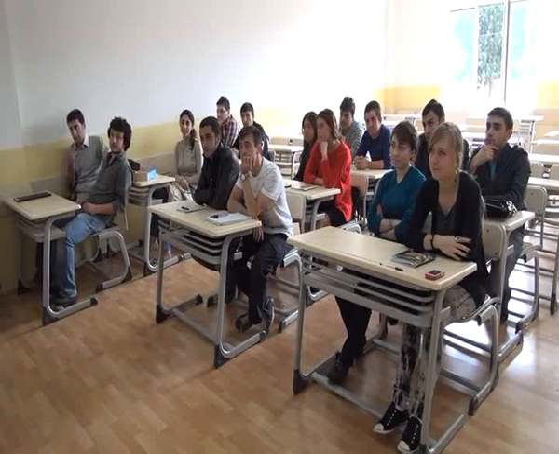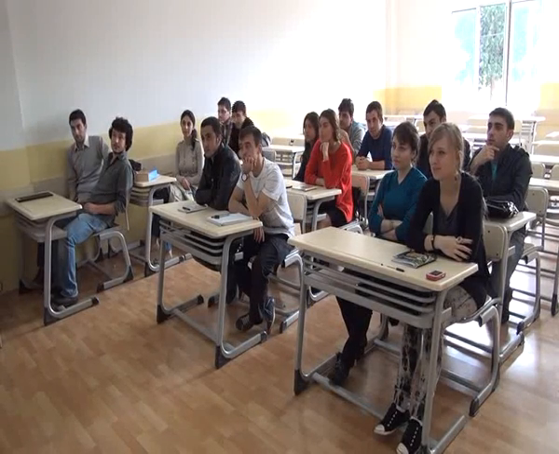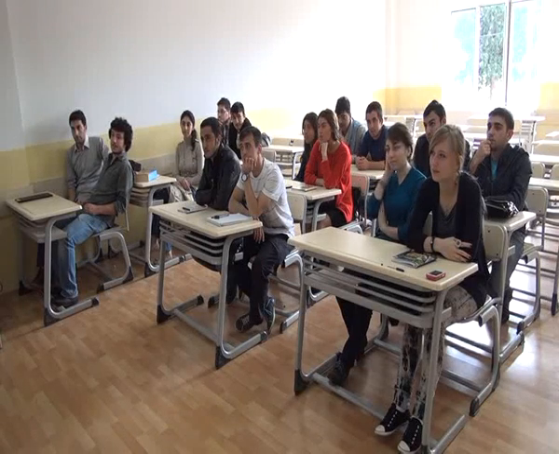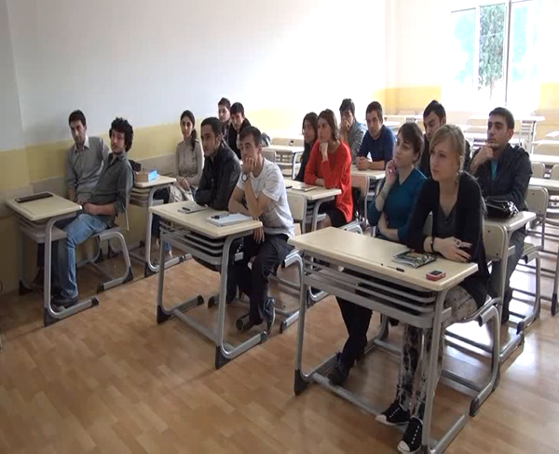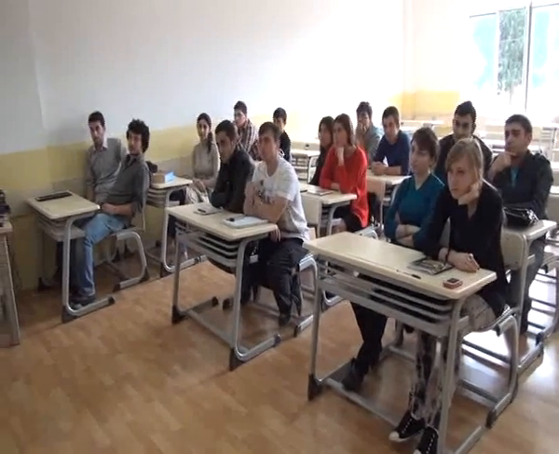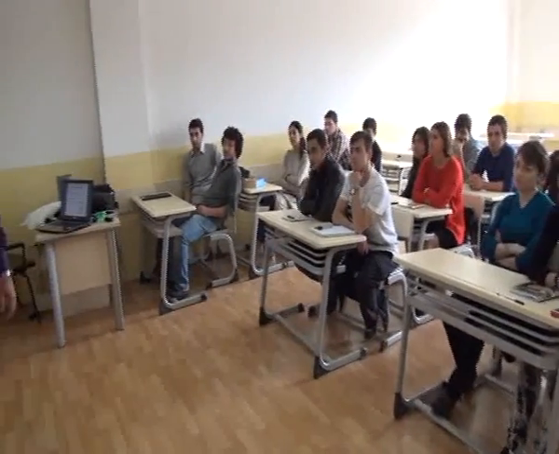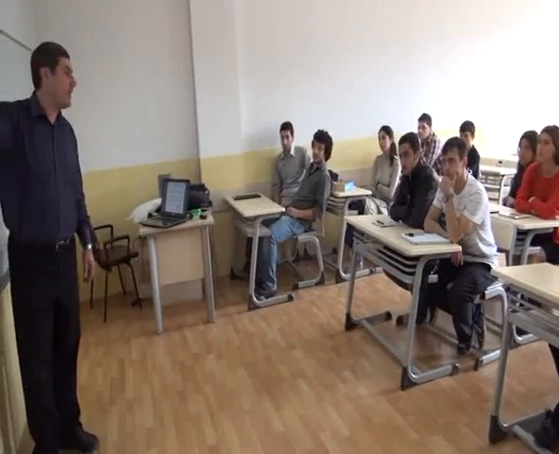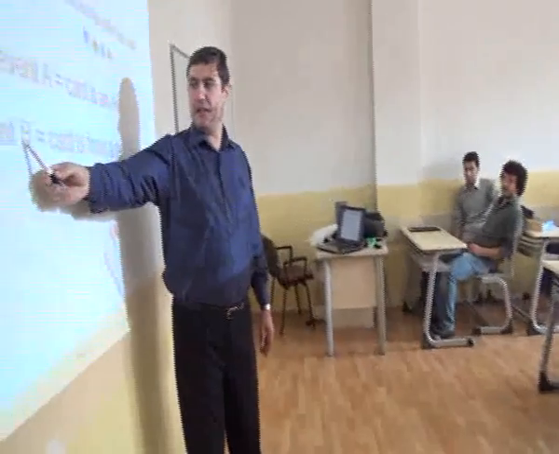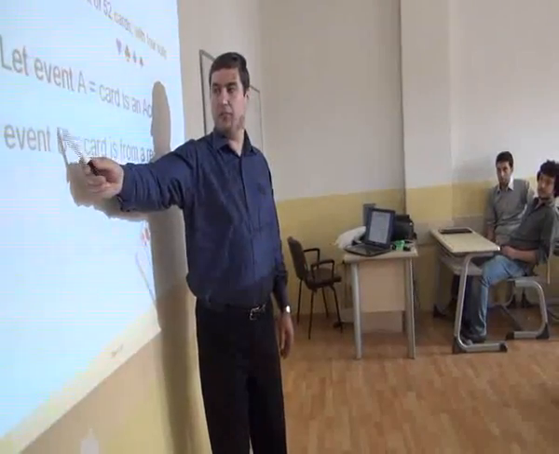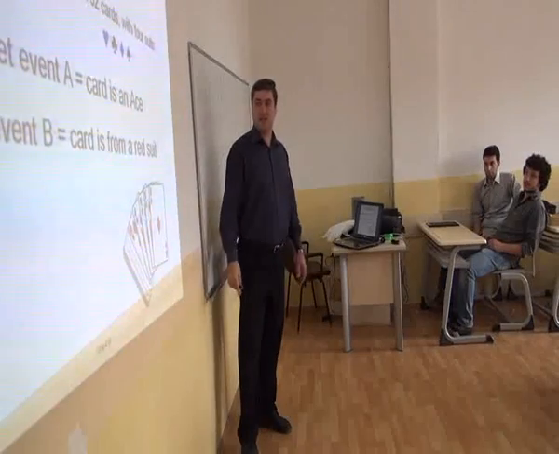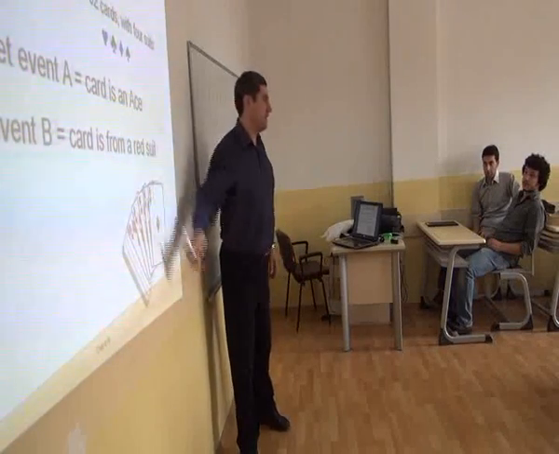How many cards? 52, of course. Let's consider the case where we take one card out of the deck. Let's denote by A the event that this card is an ace. And let's also consider the B event. What does the B event say? That the card is a red suit.